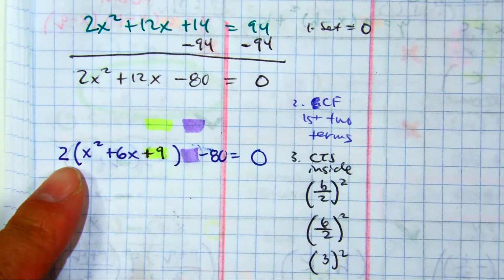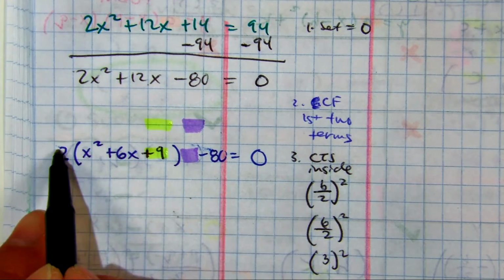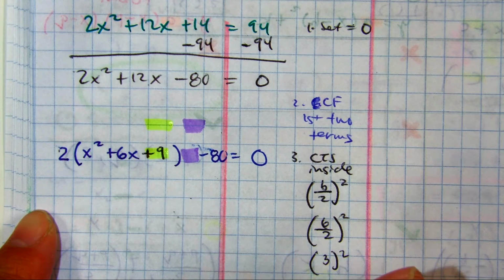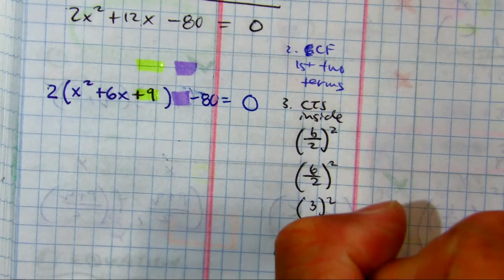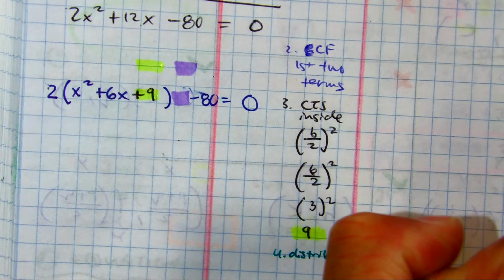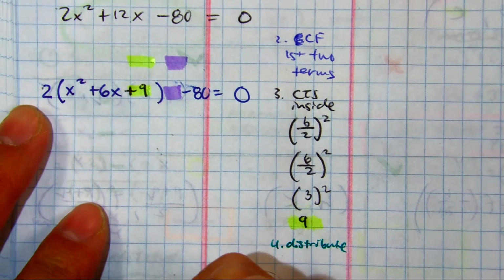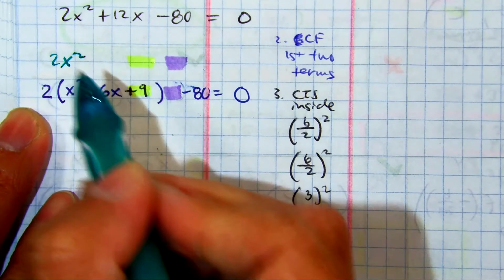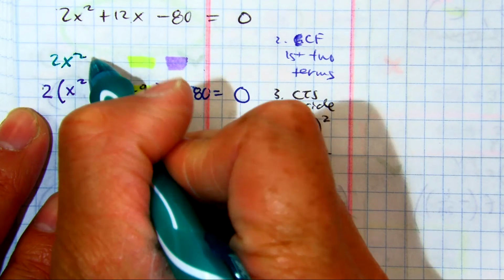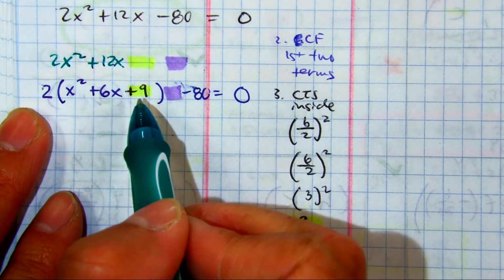But it's not really 9. Class, I want you to distribute. So let's write a step down. Distribute. Class, 2 times x squared? 2 times 6x? And 2 times 9? 18.